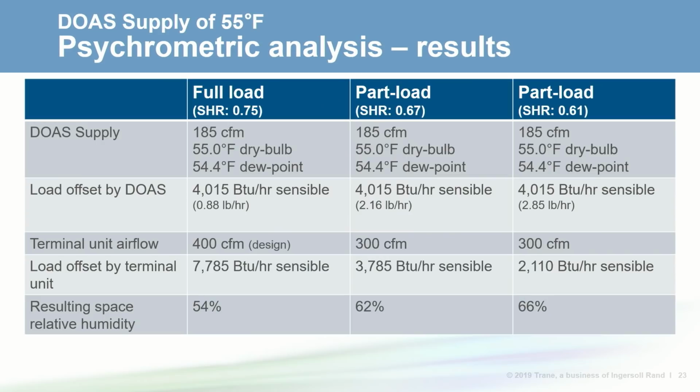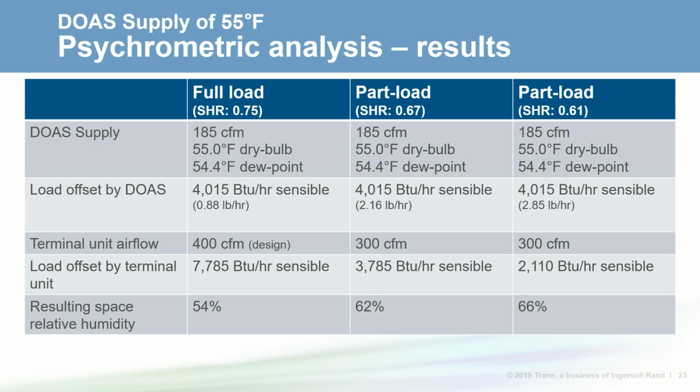As we saw earlier, the space humidity increases due to the terminal unit delivering less air and at a higher humidity condition, about 63 degrees dew point or 66% relative humidity at 75 degrees. Here's a table to help summarize the psychrometric charts. In all cases, the dedicated outdoor system supply was constant, 185 CFM at 55 degrees.